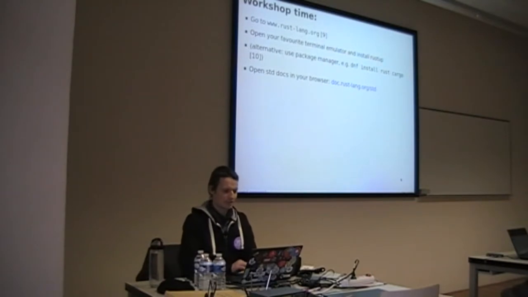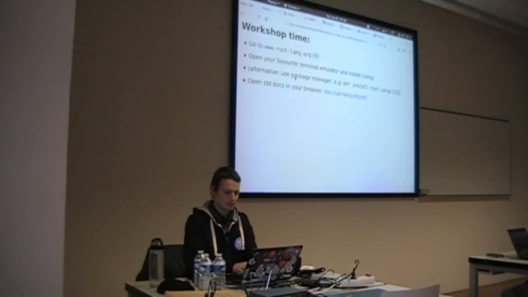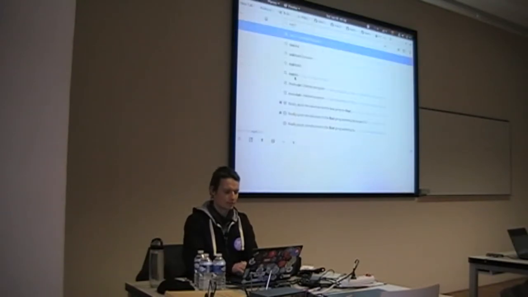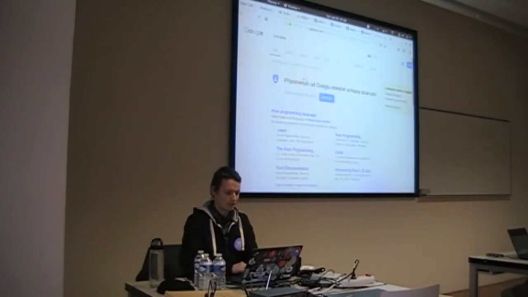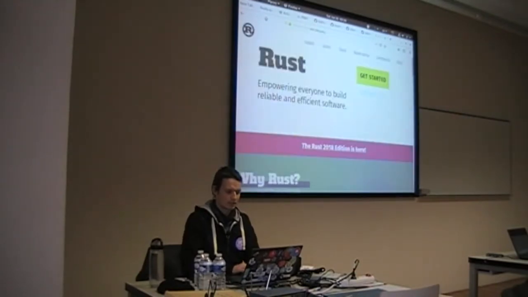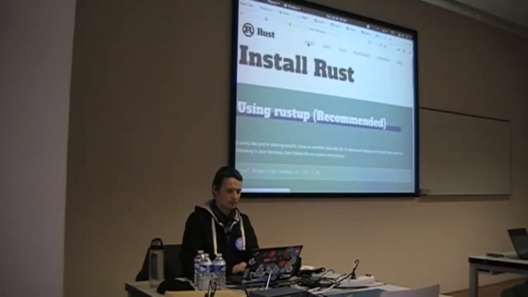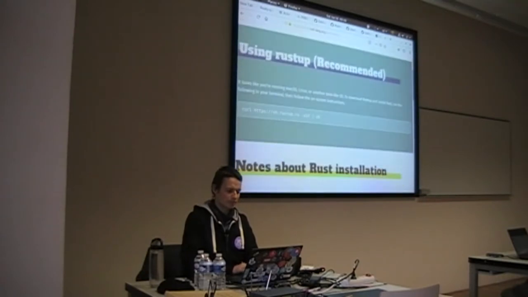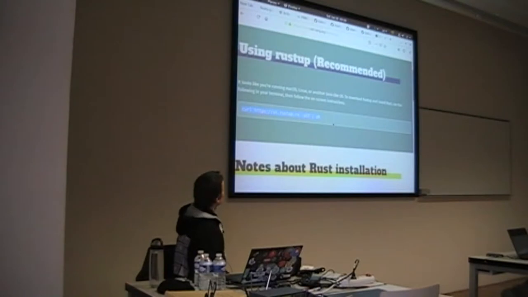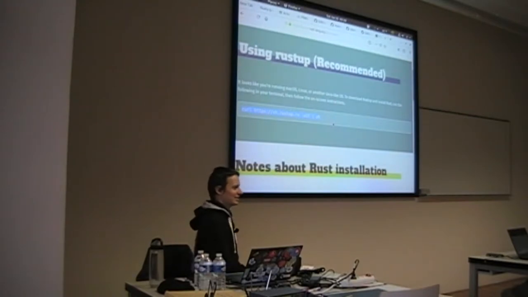So we can start by opening the main page of Rust language and the install tab. So this is the recommended installation method on Linux. If you find it scary, I'm sorry. Alternative is using package manager.